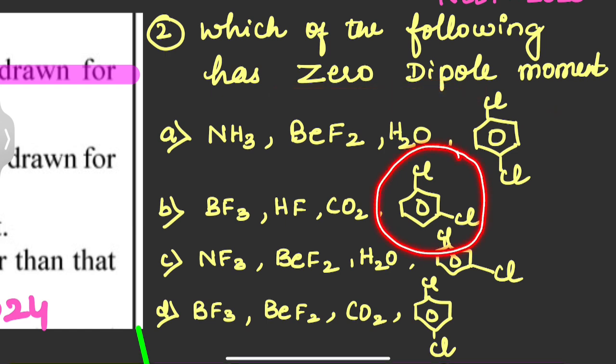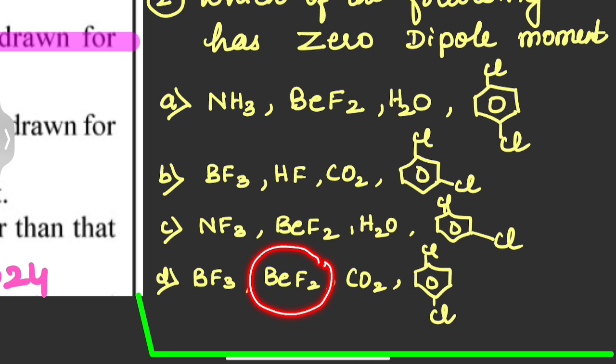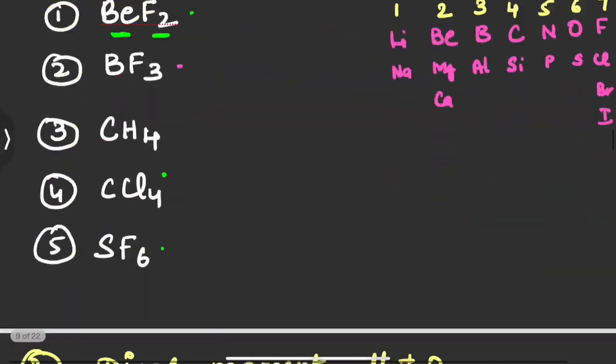Second, here you can see it is having some dipole moment, so this option you can rule out. Here again there is some dipole moment, so the third option also we can rule out. Here dipole moment is 0. For carbon dioxide we have seen a linear molecule, dipole moment is 0. BeF2 is also a linear molecule, dipole moment is 0. BF3 we have seen has trigonal planar symmetry, therefore dipole moment is 0. So the correct option is D. This is how we solve the questions.